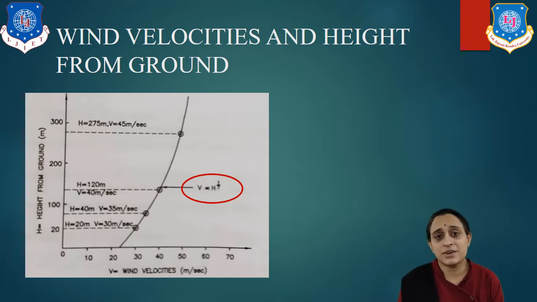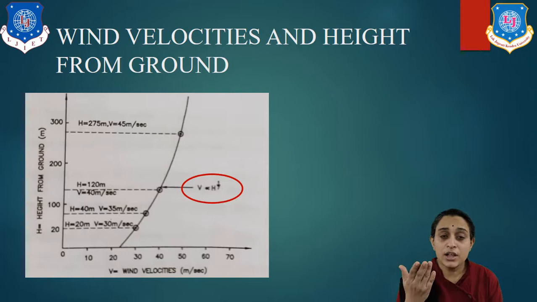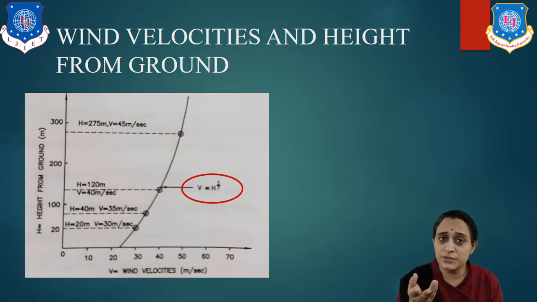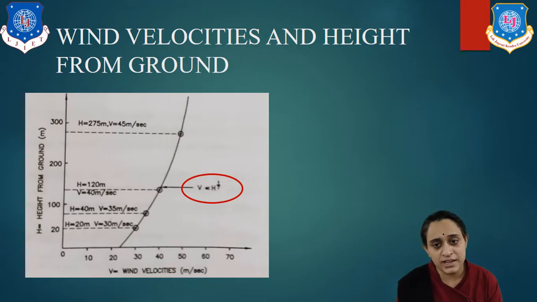Now, why is it required? Because we have to put the windmill at a very large height, and the velocity is directly proportional to the height raised to 1/7. This gives us a basic understanding of how much wind will flow at a certain height, for example in open areas, on mountains, in deserts, and in offshore and coastal areas.